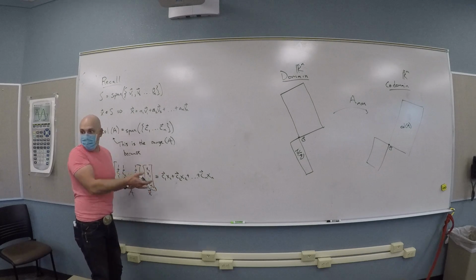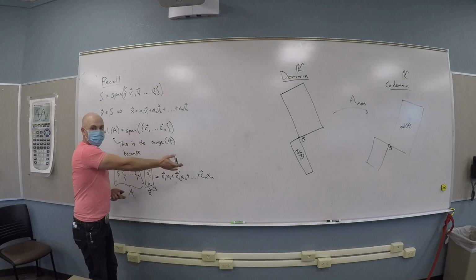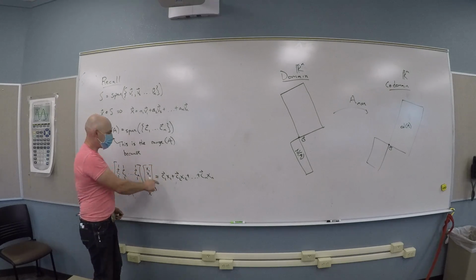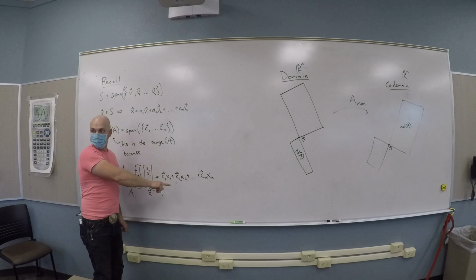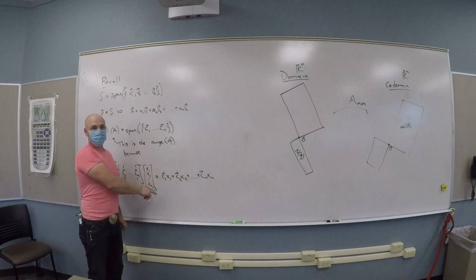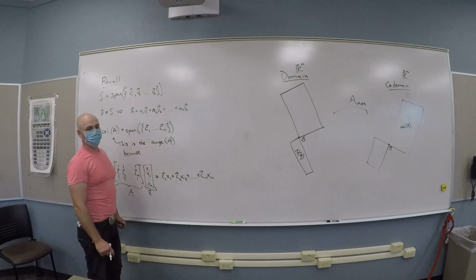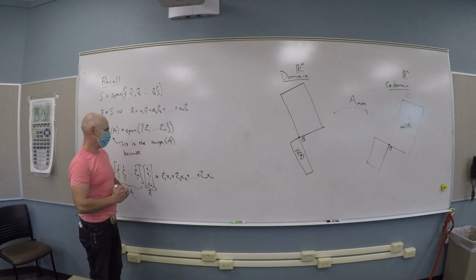Could I get any linear combination of the columns? Yes, you just plug in the numbers you want. You see that? So this is an element in the span, and every element in the span is achievable. That's why it appears as a rectangle, because it's every combination of the columns.